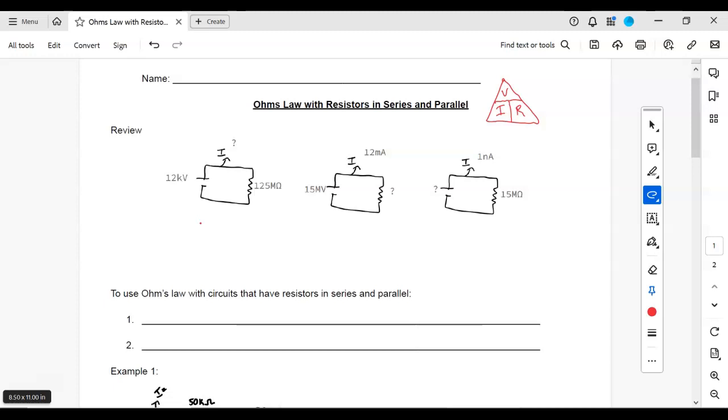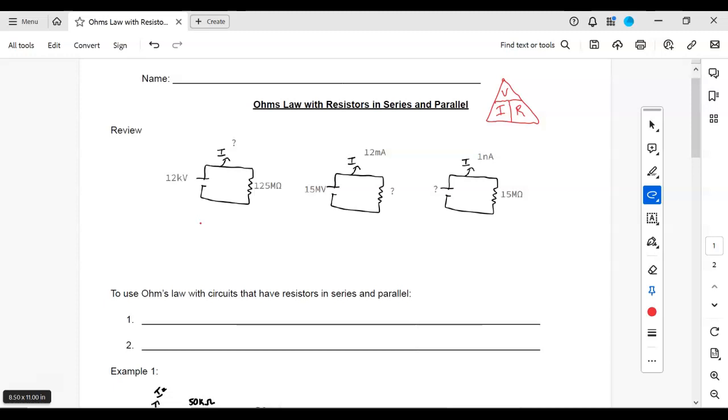So, before we get into the new stuff, I want to start by going over some review problems from the previous unit. If you notice, these problems are set up so that they actually have a circuit. In the previous ones, we were only given V equals, I equals. So you can see that this battery here has 12 kilovolts worth of potential. This resistor here has 125 mega ohms of resistance, and we're trying to find the current. So same thing, it's just now written out in our circuit diagrams.